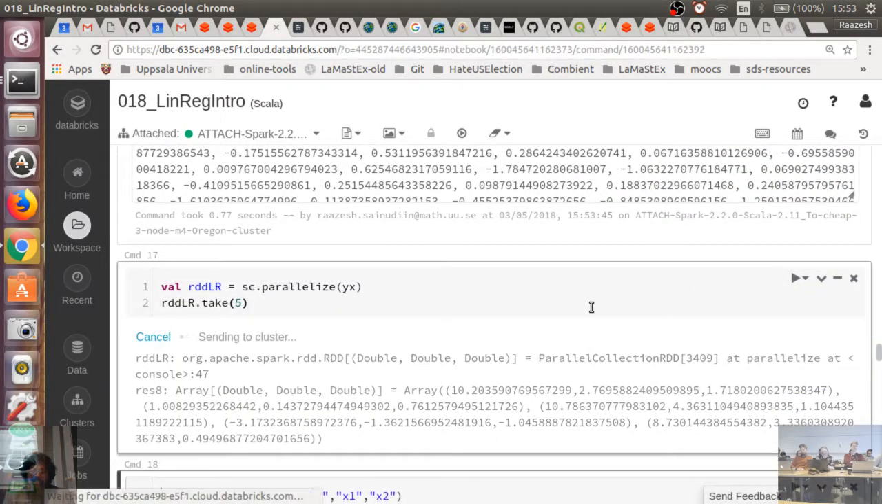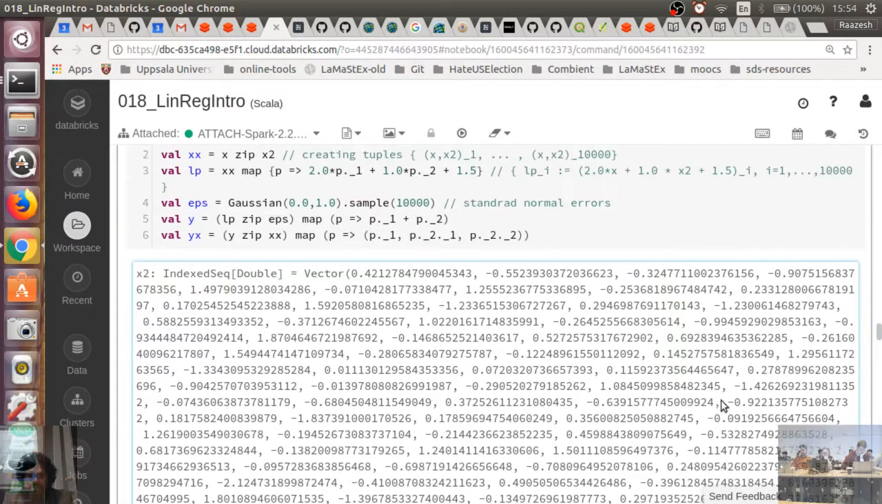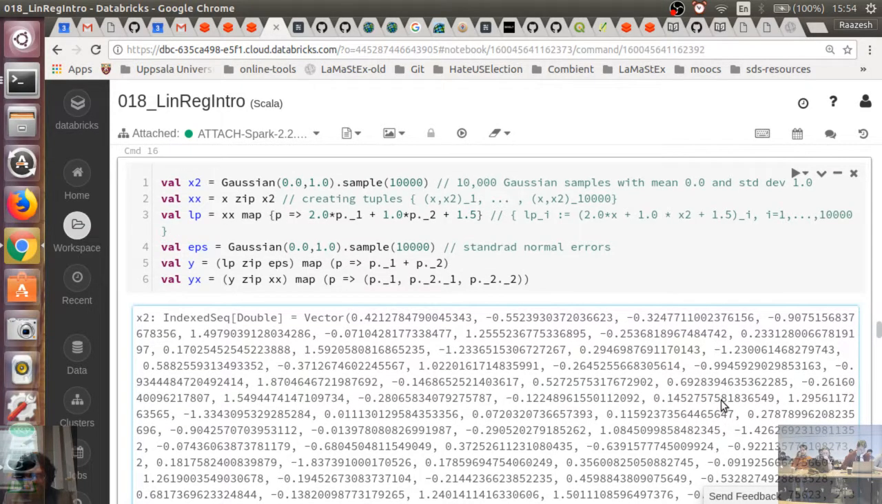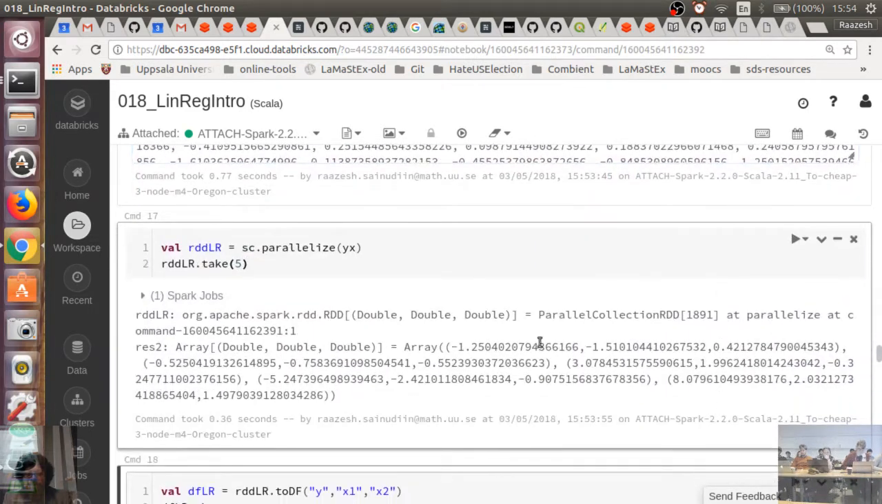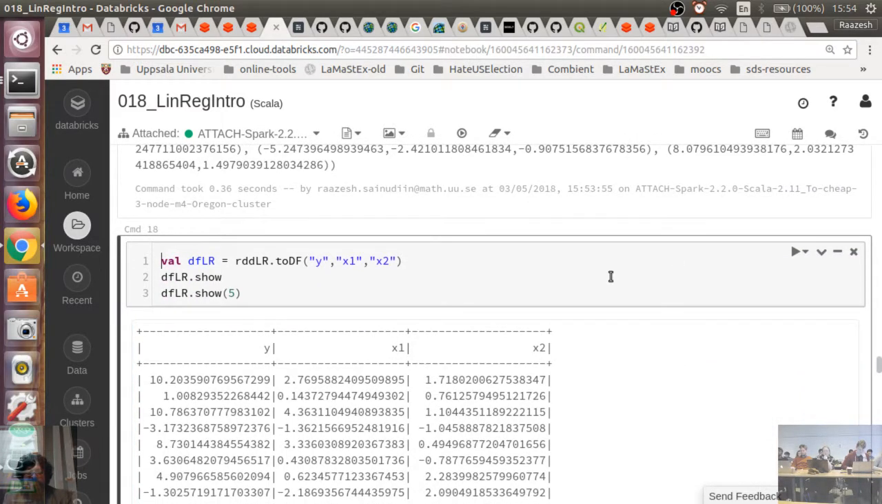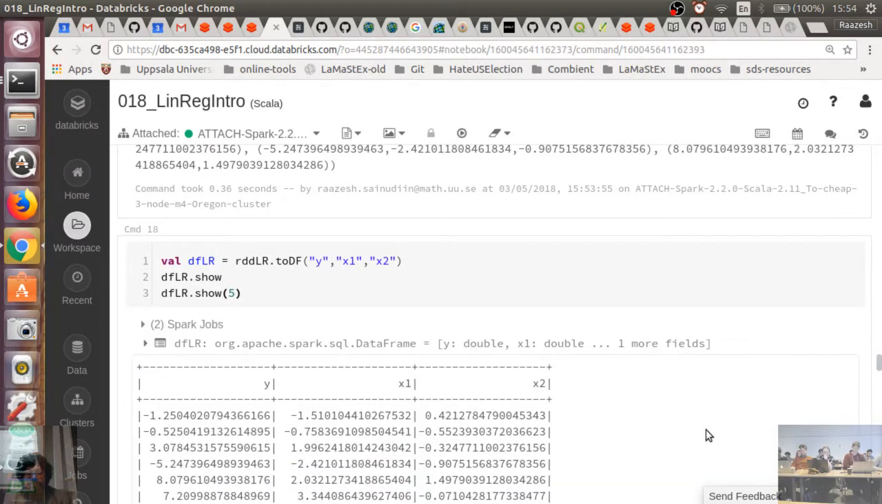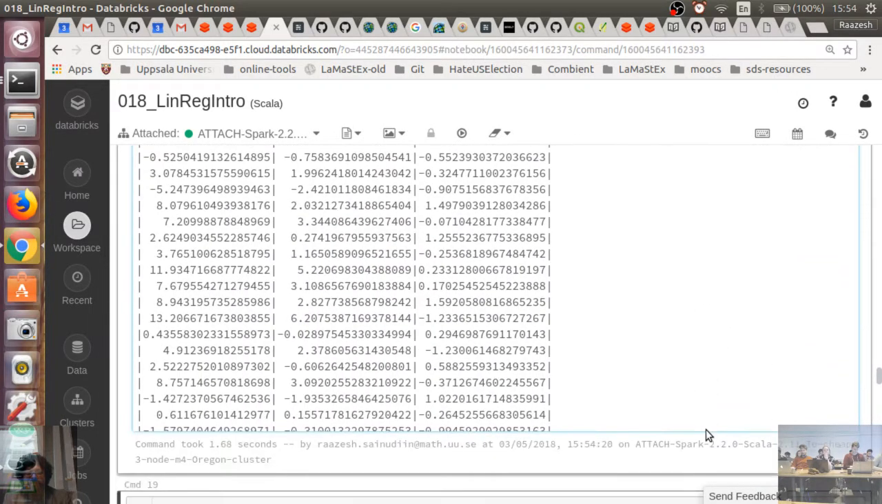If I take 5 of them in RDD land, I'll start seeing here's my y and my x1 and x2 values. Did I do it in the right order? Yeah. So this is y, this is x1, this is x2 with noise. Now I'm just turning this into a data frame with labels y, x1, x2, and showing the first 5 elements.